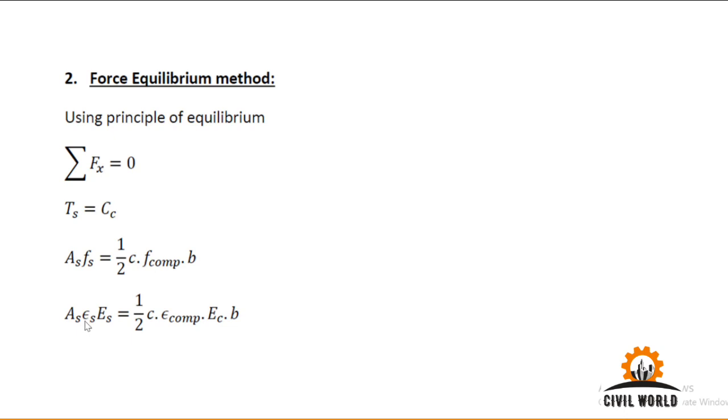We have strain in steel as unknown, strain in concrete as unknown, and then the location of the neutral axis or C, which is unknown. So we cannot solve this one equation for three unknowns. So we have to represent strain in concrete and strain in steel in terms of C, so that we can solve for one unknown.